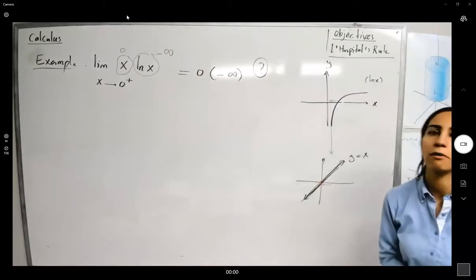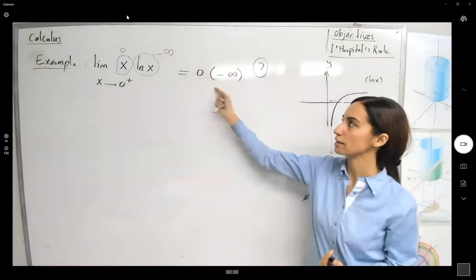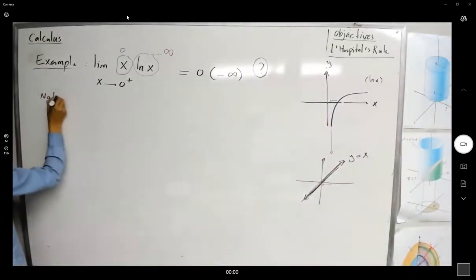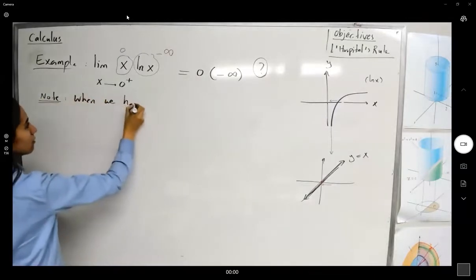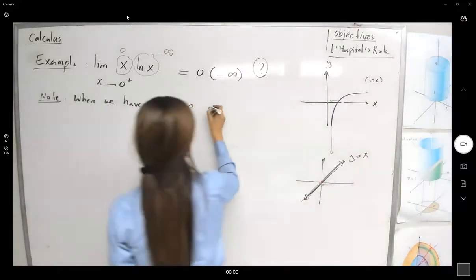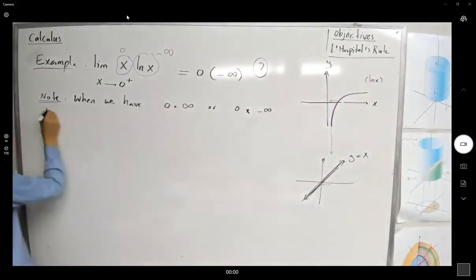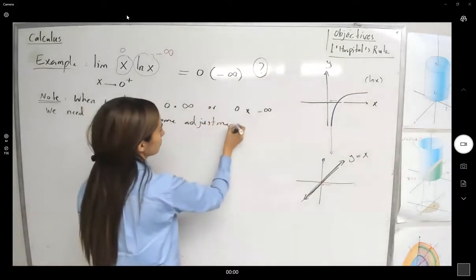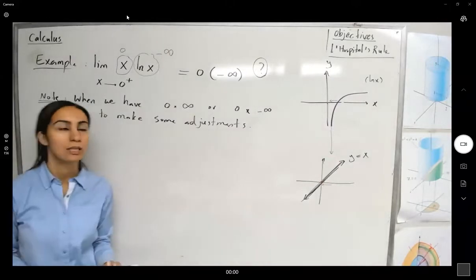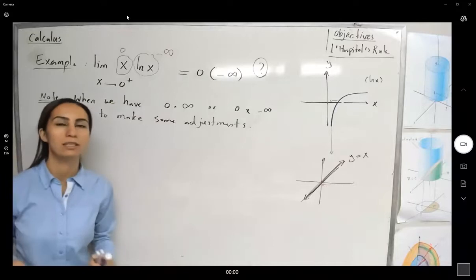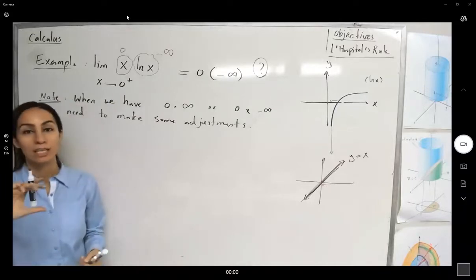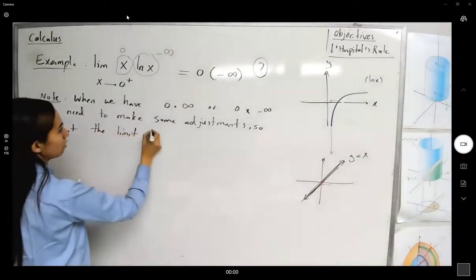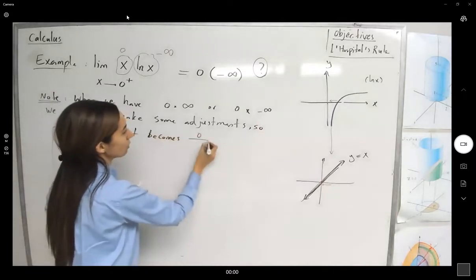This is another case of an indeterminate form. What should we do when we have a case like 0 times infinity, 0 times negative infinity, 0 times positive infinity, and so on? Note that when we have 0 times infinity in general, we need to make some adjustments, the adjustments that help us rewrite the function so that when we take the limit, it becomes 0 over 0 or infinity over infinity.